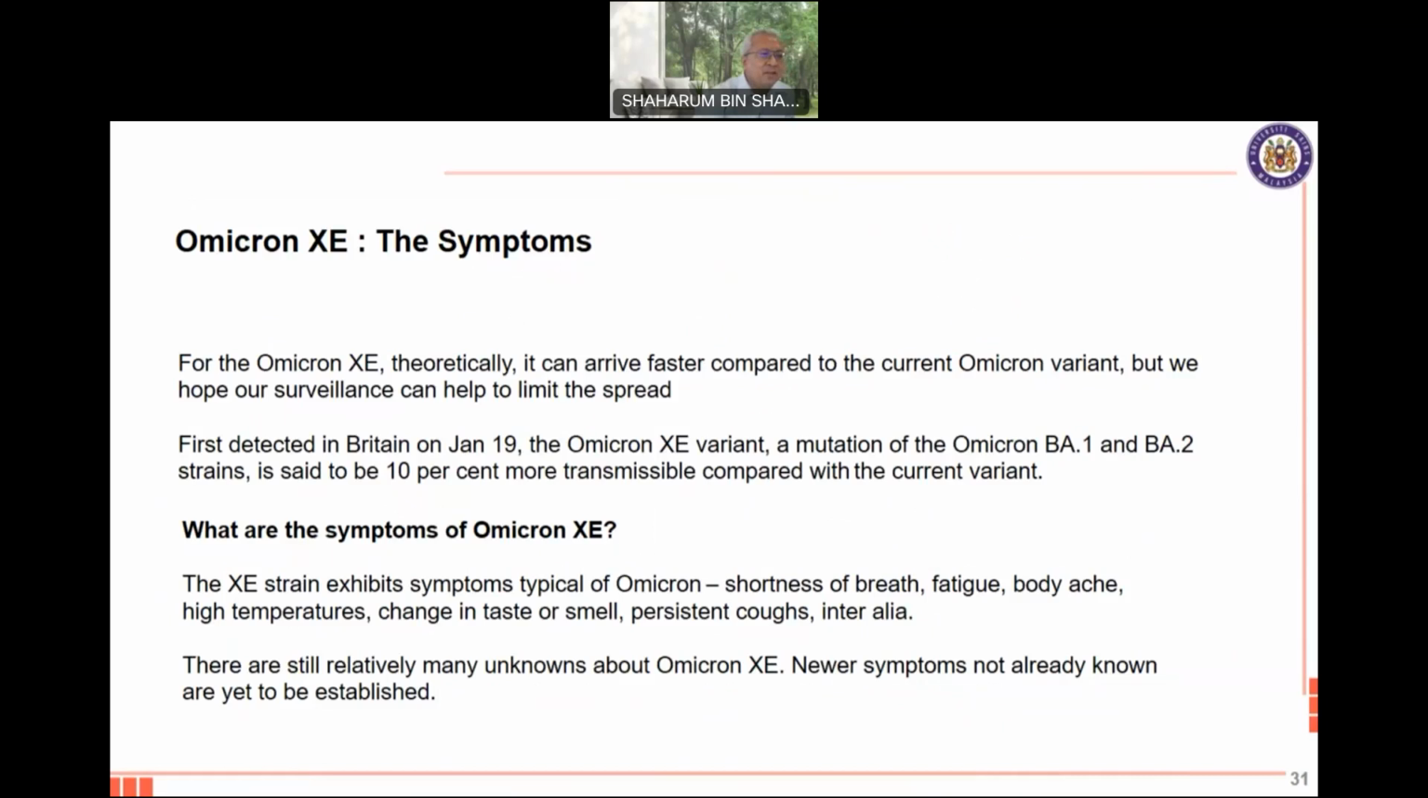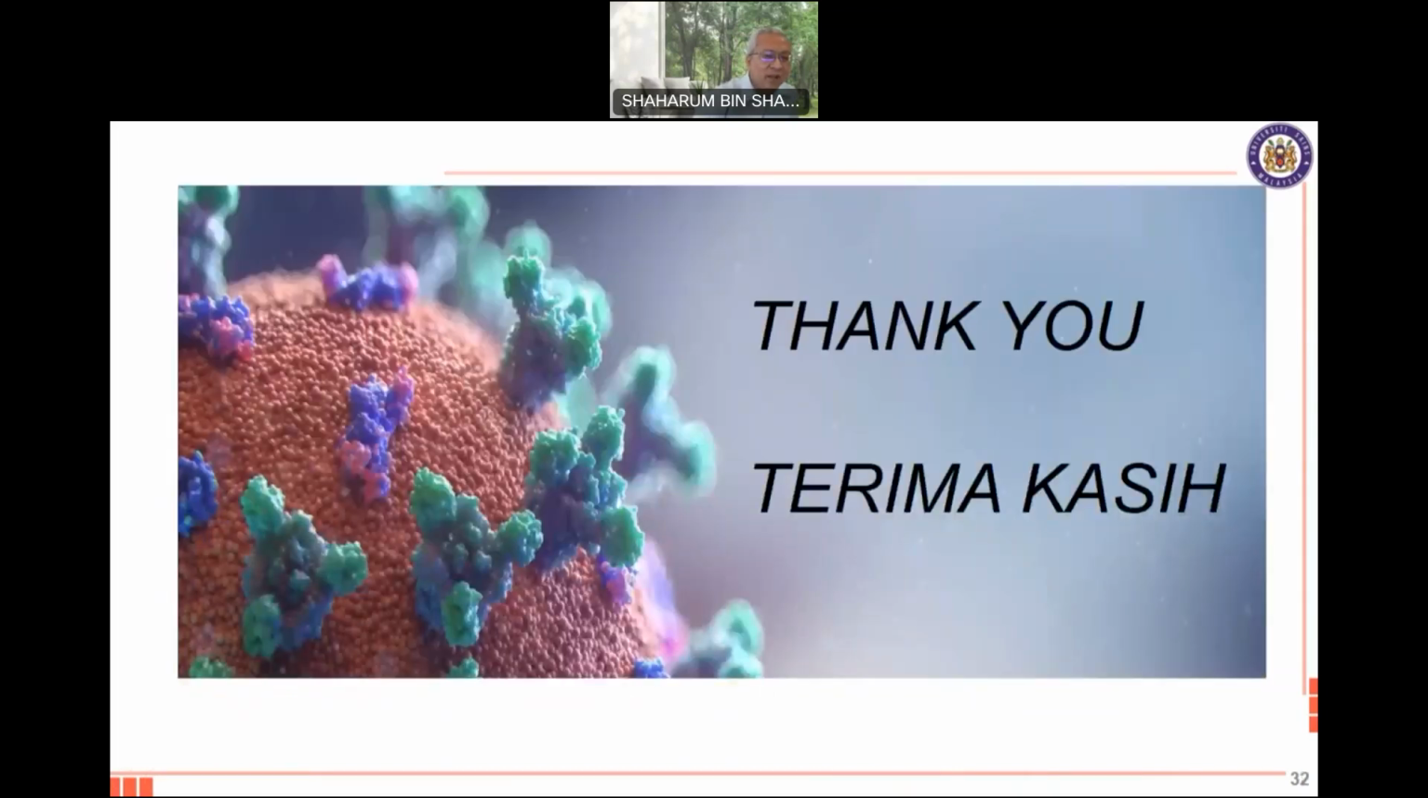So the symptoms of Omicron XC are basically the same as Omicron: shortness of breath, fatigue, some pain in the body, and also high temperature. You have fever, and so on. So this is basically the same as what we have from the normal Omicron. I think that's about all, just a very small sharing of information regarding the evolution of SARS-CoV-2.